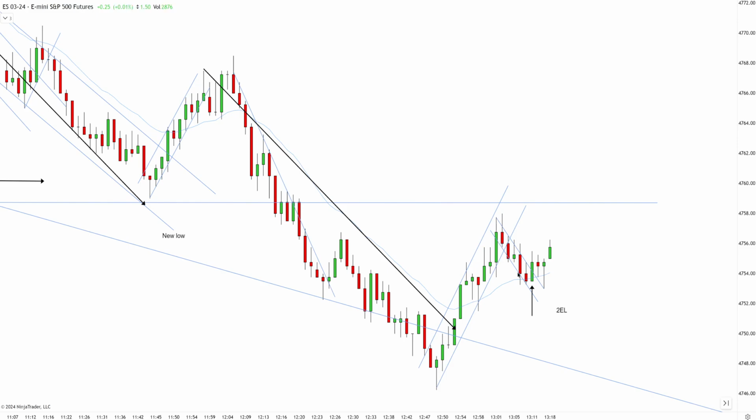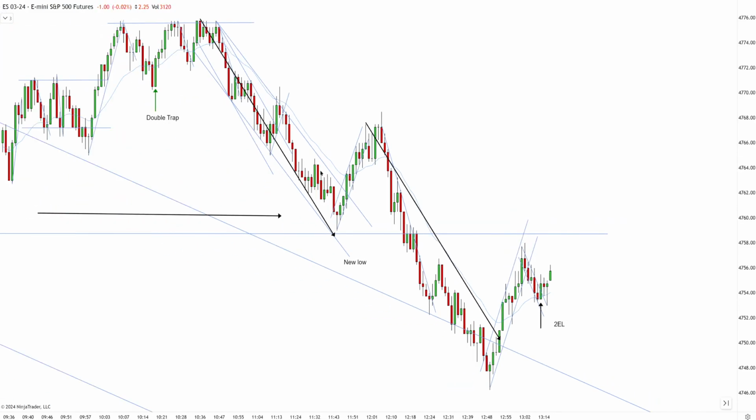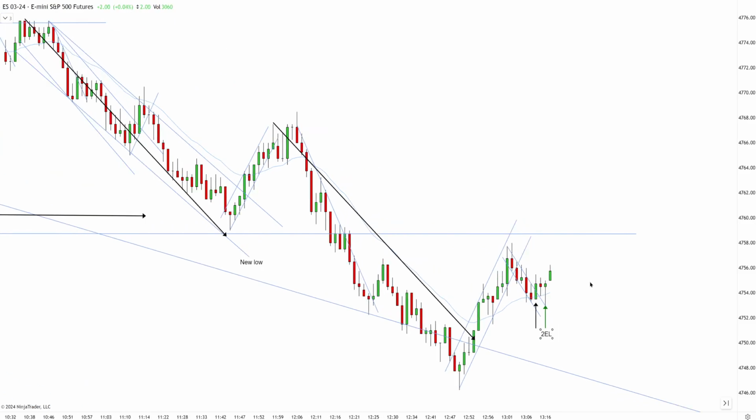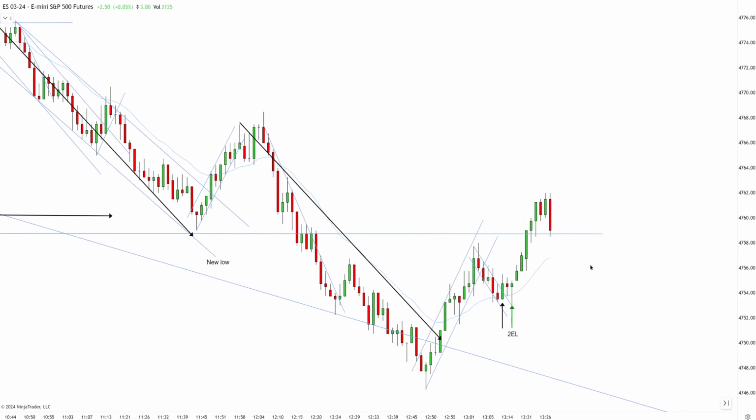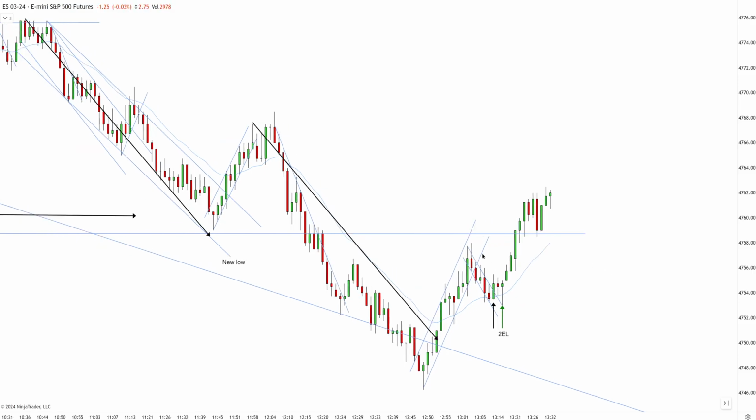So you can see downtrend played out, up to a new high. This is a second entry long high probability setup. And this right here is the one and only textbook second entry long for the day. Your stop loss goes one tick below the signal bar, and look at the trade go. You can see we broke above the key level.